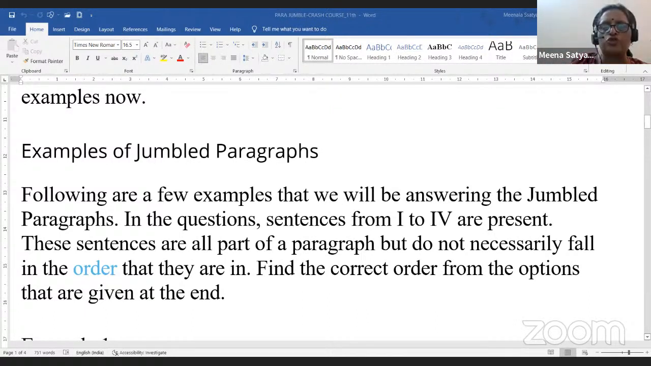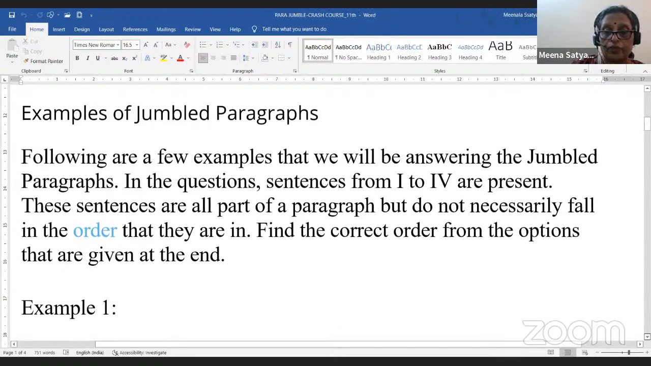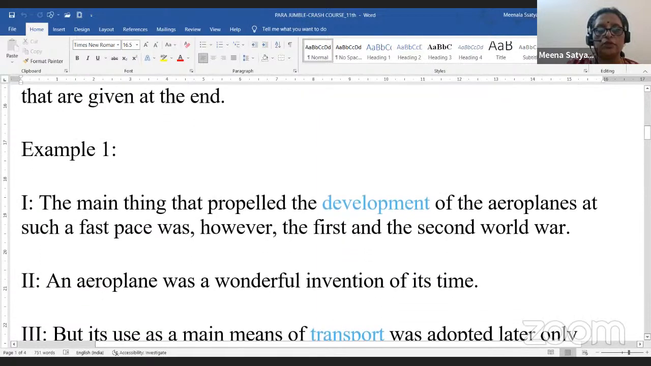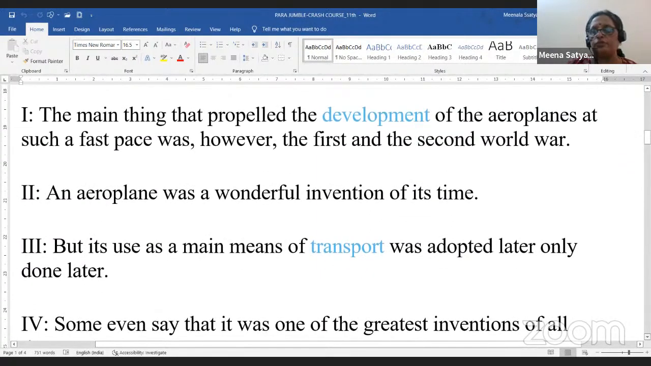Now in this para jumble, it says, following are a few examples that we will be answering, the jumbled paragraphs. In the question, sentences from 1 to 4 are present. These sentences are all part of a paragraph, but do not necessarily fall in the order that they are in. Find the correct word order from the options that are given at the end. Yes, here you have what is known as the para jumbles, as I told you.